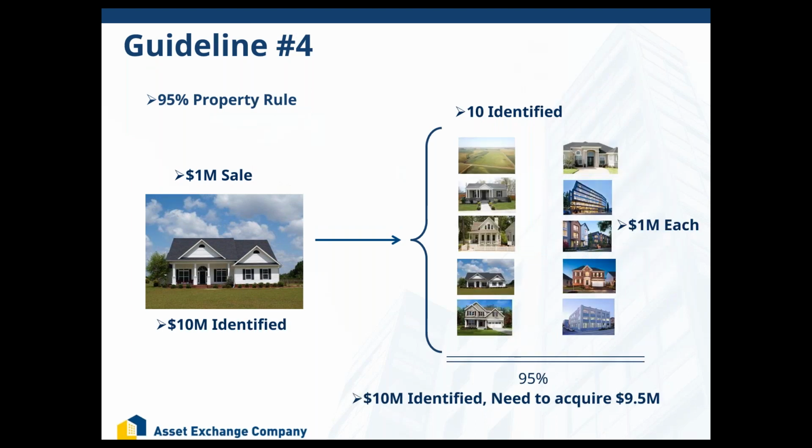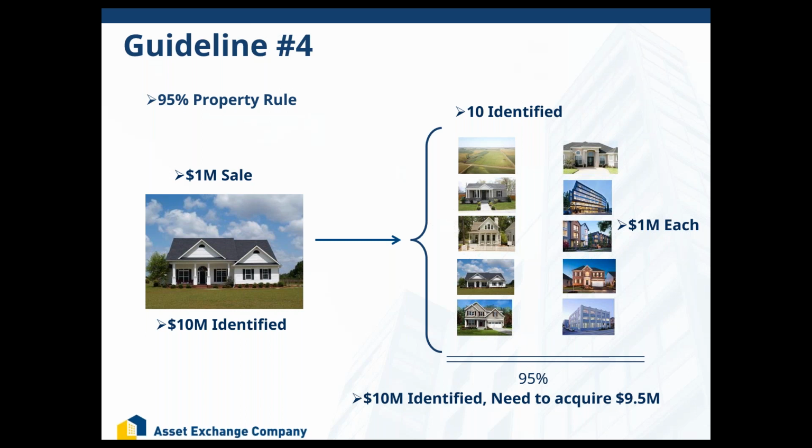Now, what if you want to exceed the 3-property rule? You also want to exceed the 200% rule, right? You can do that, but it's going to put you into this next rule. It's referred to as the 95% rule. The 95% rule states that you must acquire at least 95% of the value of all the properties that you've identified. So here's how it works.